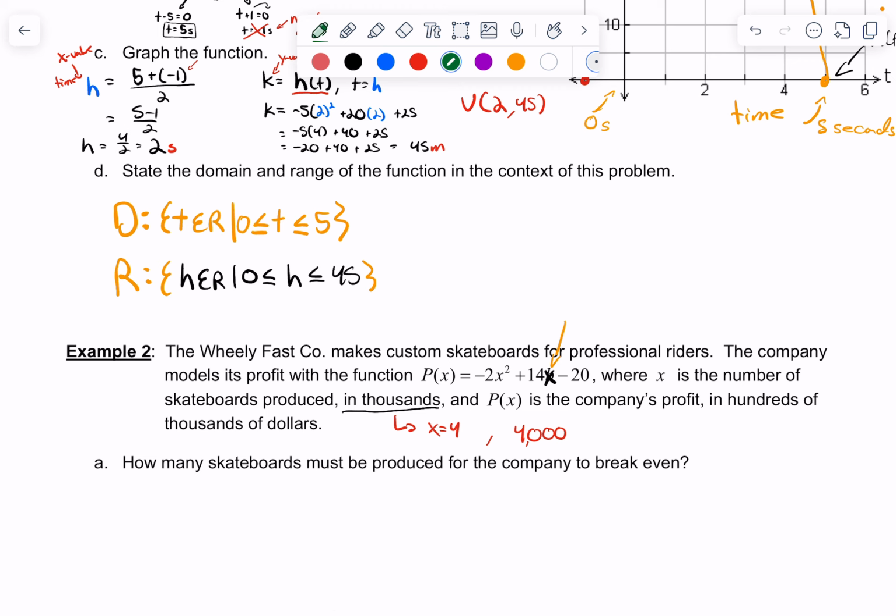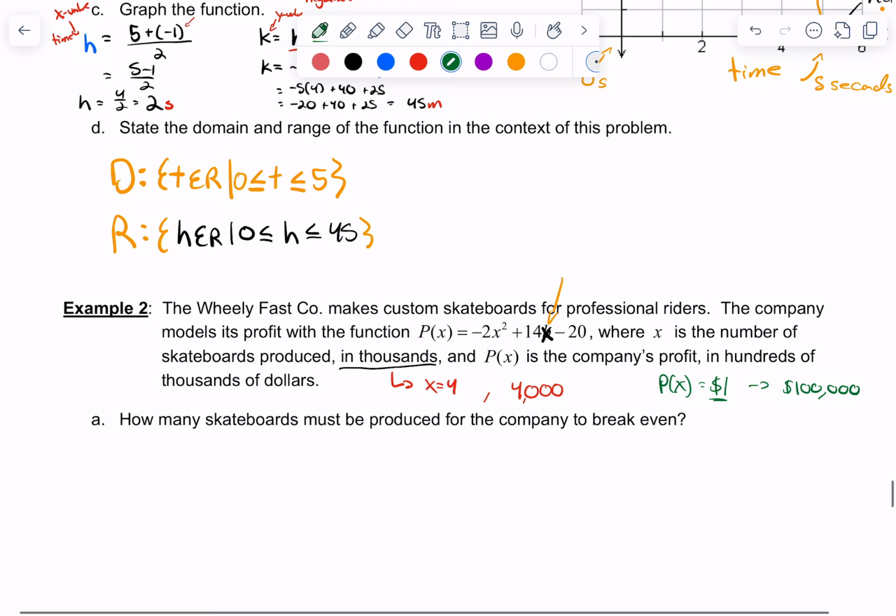And the same thing with p of x, in hundreds of thousands. So let's say we find our maximum profit to be 1, just making numbers easy. Let's say maximum profit was $1. Well, that $1 in hundreds of thousands of dollars would represent actually $100,000 of profit. But we're not going to graph 100,000. We're going to graph $1. So we just have to understand this scale conversion here, okay?